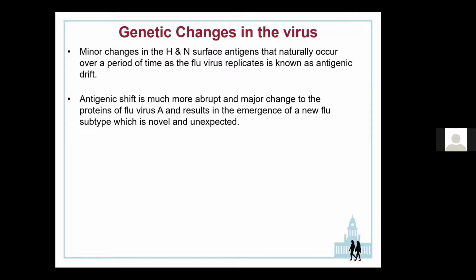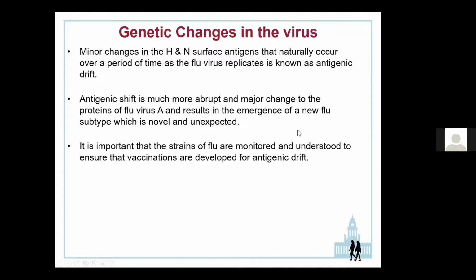Antigenic shift is a much more abrupt and major change to the proteins of flu virus A and results in the emergence of a new flu subtype which is novel and unexpected. Imagine this being a little like the emergence of COVID, when a new novel virus was spreading and there was uncertainty on how to deal with it. And as we know, this can lead to an epidemic or pandemic.